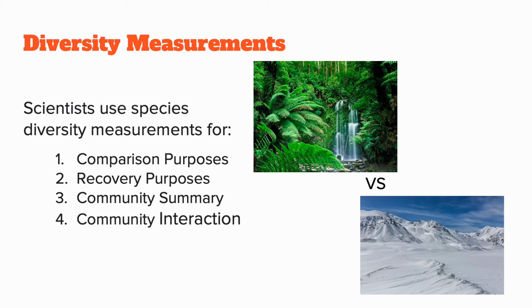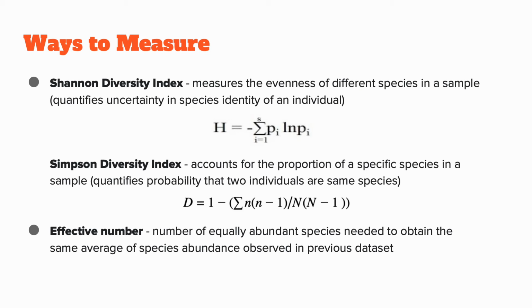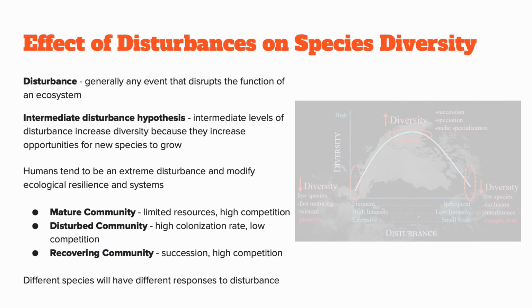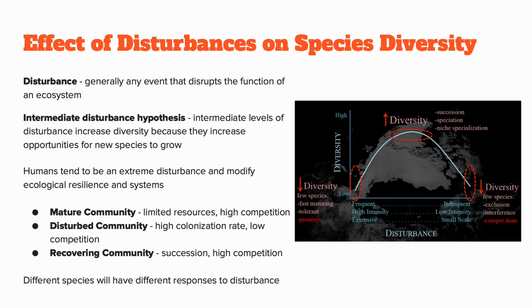Community summary and interaction deal with how many species live in a given habitat and to what extent these species interact with each other. Two common ways to measure diversity are the Shannon Diversity Index and the Simpson Diversity Index. The effective number is the number of equally abundant species needed to obtain the same average of species abundance observed in a previous dataset. A disturbance is generally any event that disrupts the function of an ecosystem.